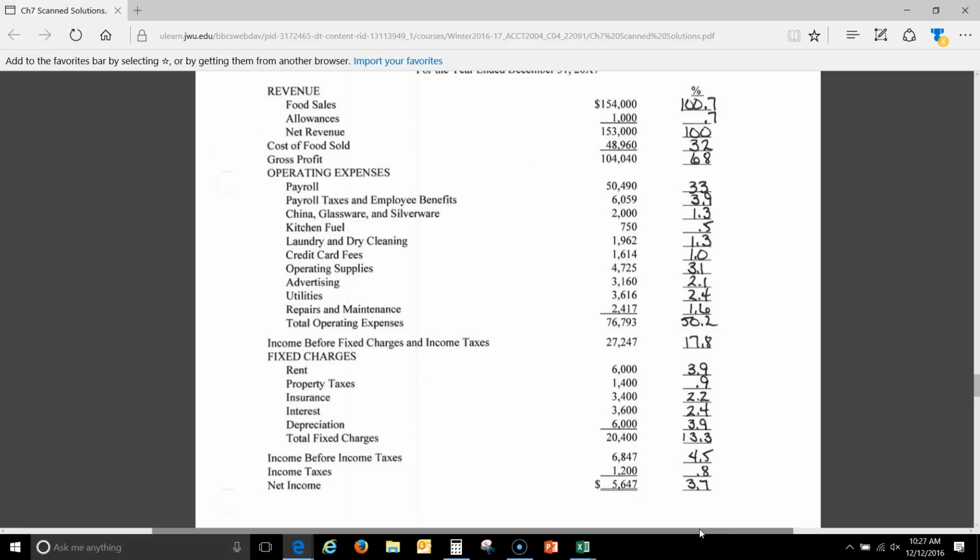All right. Total fixed charges was 13.3. Income before income taxes was 4.5. Our income taxes is 0.8, which is a ridiculous amount for income taxes, by the way, not realistic at all. And our net income is 3.7, okay? Now, where this really gets interesting and usable is this. Now that we have all of our percentages calculated, what we're saying is for every dollar that we have in net revenue, we are spending 32 cents on cost of food sold.